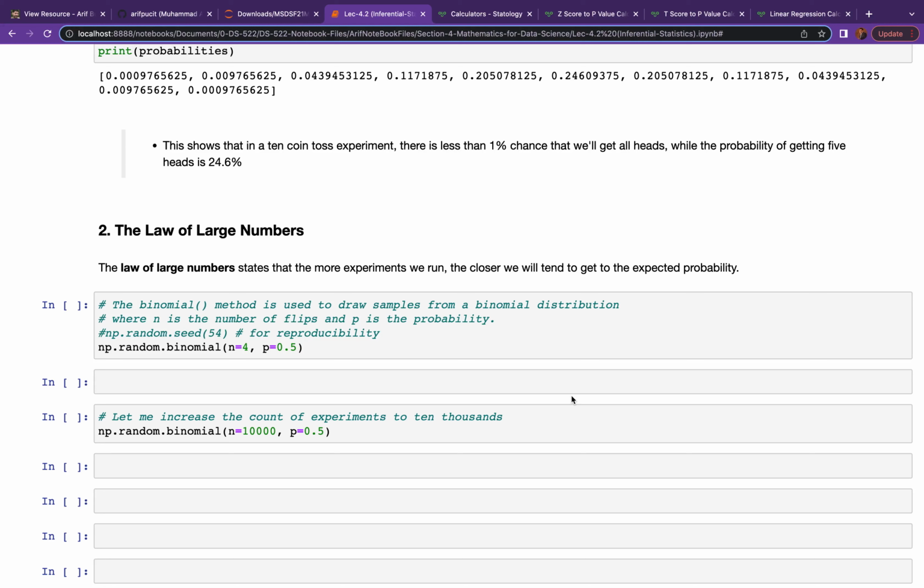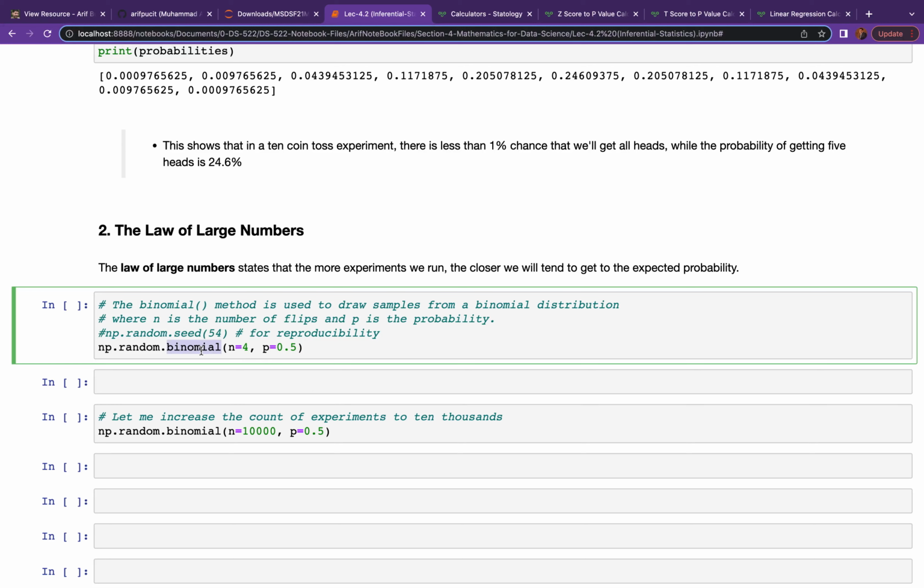Let us suppose you do an experiment and flip a coin 4 times. As per the theoretical probability, you should get 2 heads and 2 tails. However, it happens very seldom that your experiment outcome exactly matches the theoretical outcome. Let us check this out using the binomial method of the random module of the NumPy library.